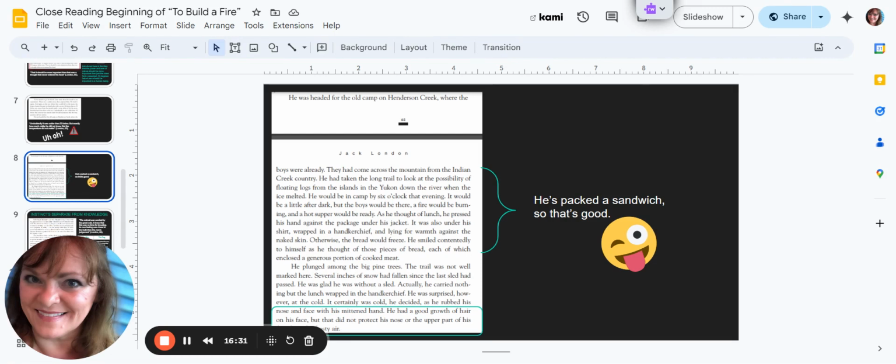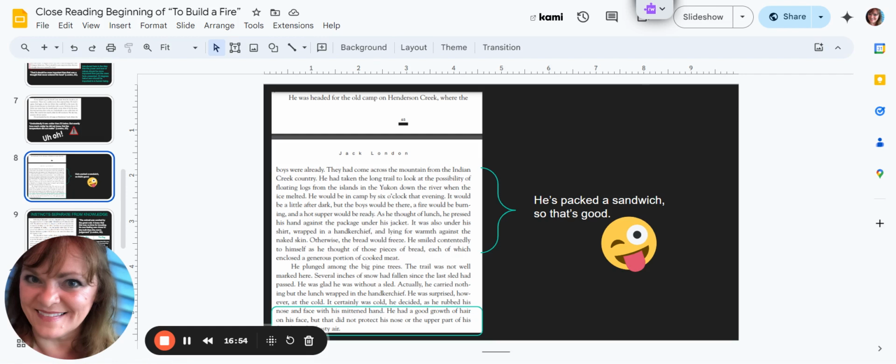As he thought of lunch, he pressed his hand against the package under his jacket. It was also under his shirt, wrapped in a handkerchief, and laying for warmth against the naked skin. Otherwise, the bread would freeze. He smiled contentedly to himself as he thought of those pieces of bread, each of which enclosed a generous portion of cooked meat. He plunged among the big pine trees.